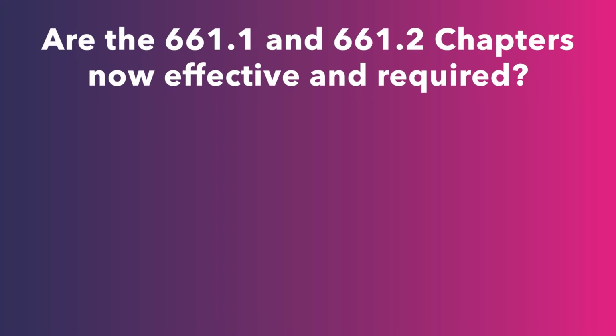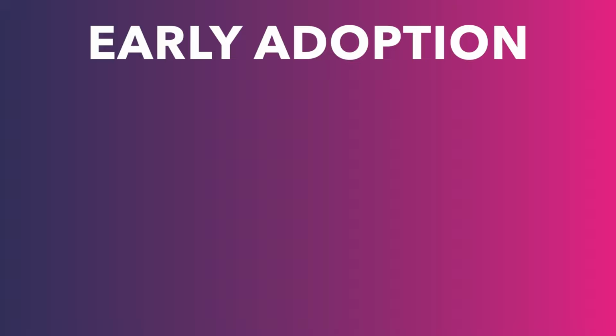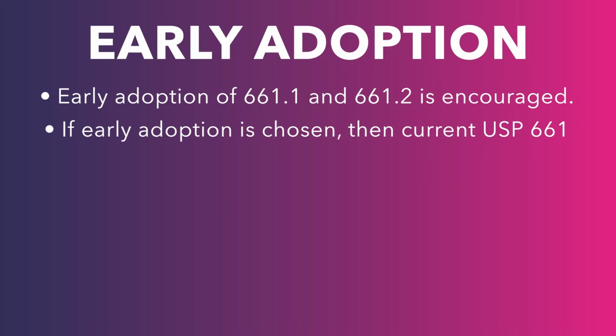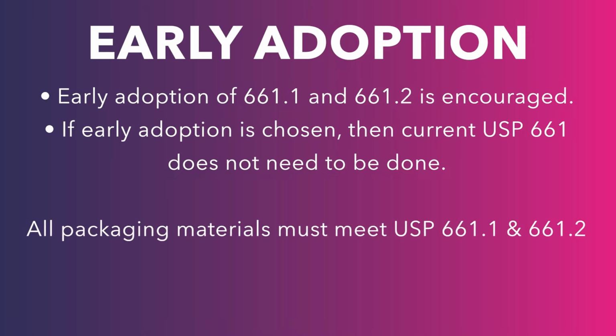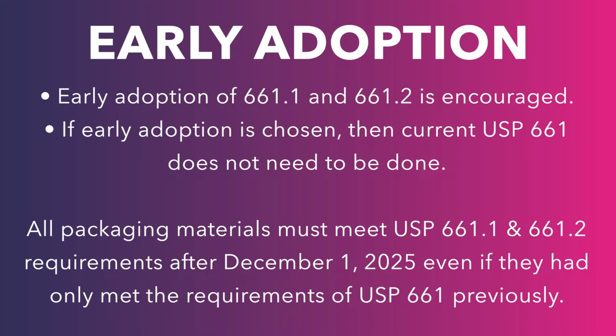Are the 661.1 and 661.2 chapters now effective and required? The short answer is no. USP 661.1 and USP 661.2 becomes official on December 1st, 2025, and until such time, USP 661 still applies. However, stated in the USP, early adoption of the 661.1 and 661.2 is encouraged, and if any early adoption is chosen, then current USP 661 does not need to be done. It is important to note that all packaging materials must meet USP 661.1 and 661.2 requirements after December 1st, 2025, even if they had only met the requirements of the USP 661 previously.